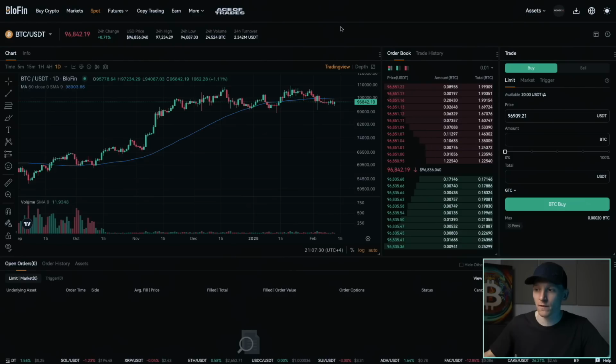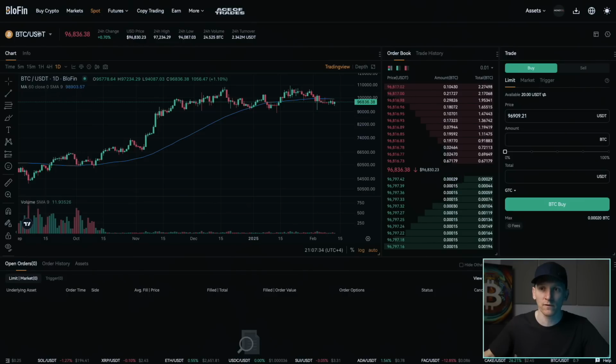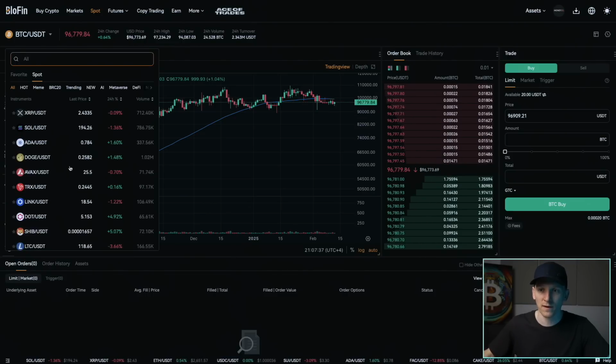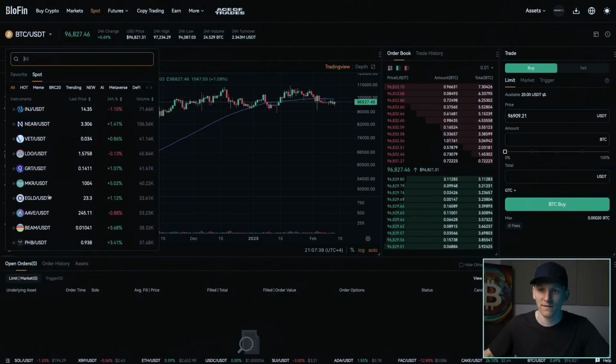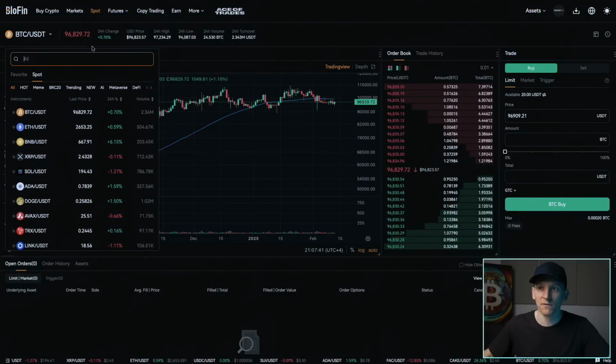But from here, now I've got some USDT in my account, I can go ahead and use this as value to trade into other cryptos like Bitcoin or any other of the supported assets on Blofin. You can see all the top assets are supported here. And we're going to trade in the spot market now.